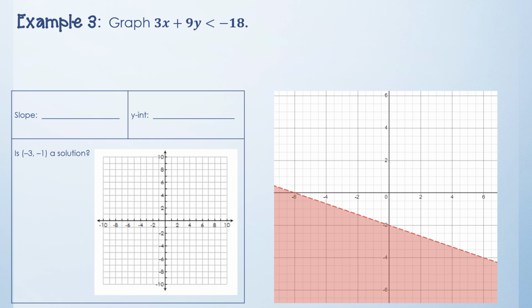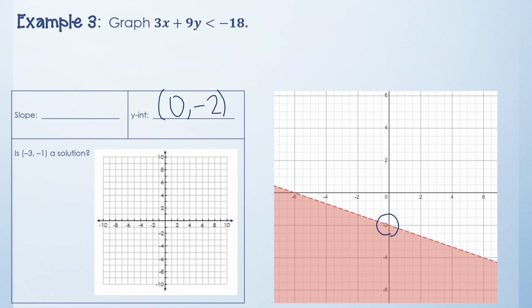Example 3 is a little bit different from what you guys have seen before because this is not in slope-intercept form. This is in standard form. So to find the slope and the y-intercept in Desmos can be a little bit tricky. Now the y-intercept might not be as difficult. You can zoom in, you can click in Desmos where it hits the y-axis to see where that point would be, and that is at (0, -2).